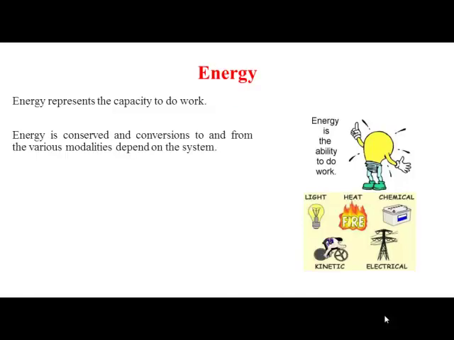Energy represents the capacity to do work. The ability to do any sort of work is energy. Energy is conserved, and conveyance to and from the various modalities depends upon the system. We have many kinds of energy in our surroundings, like light energy, heat energy, chemical energy, kinetic energy, electrical energy. It's a very common observation for all of us.